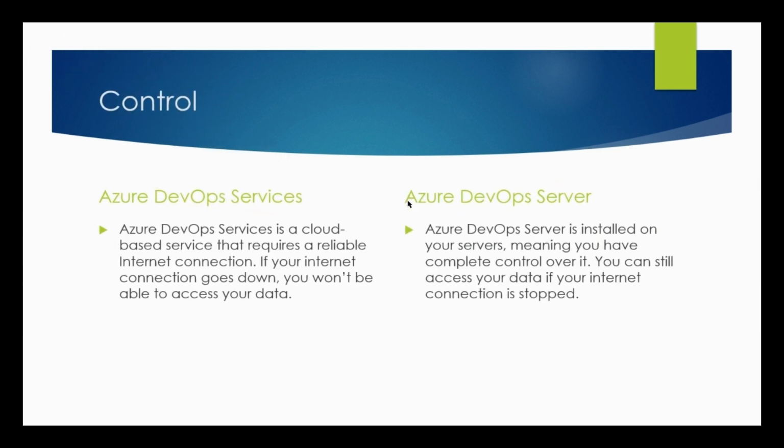Then, Azure DevOps Services is a cloud-based service that requires a reliable internet connection. If your connection goes down, you won't be able to access your data. Whereas Azure DevOps Server is installed on your server, meaning you have complete control over it. You can still access your data if your internet connection is stopped.